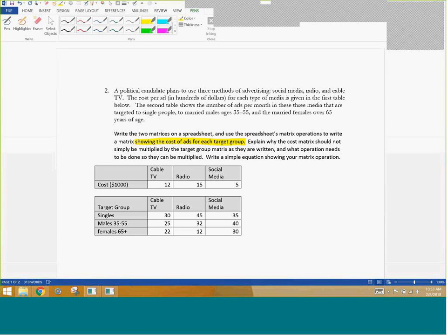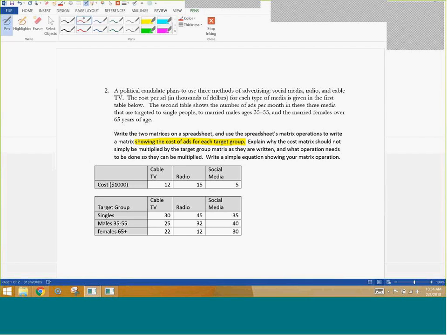Two of the most missed problems on this last project were number 2 and 3, and they had to do with multiplying matrices. Number 2 was about a political candidate. It was using 3 methods of advertising: social media, radio, and cable TV. The cost in thousands of dollars for each media is given in the first table down here, and the second table shows the number of ads per month.